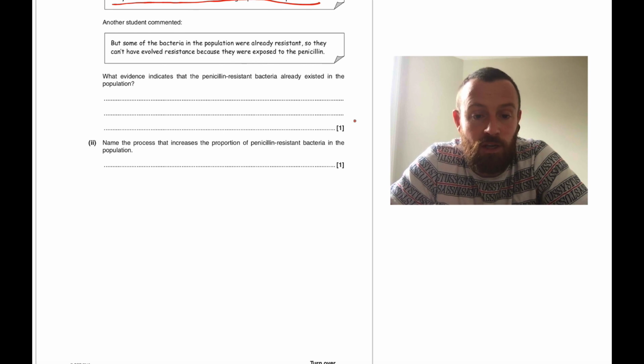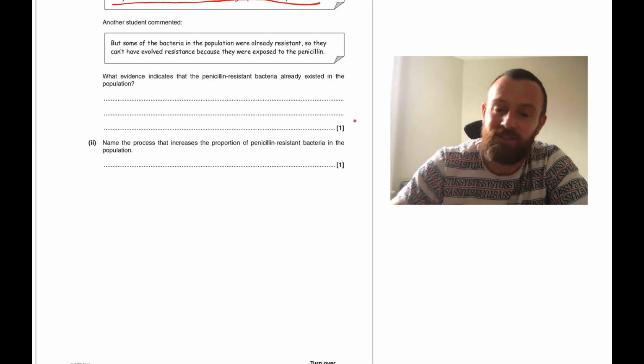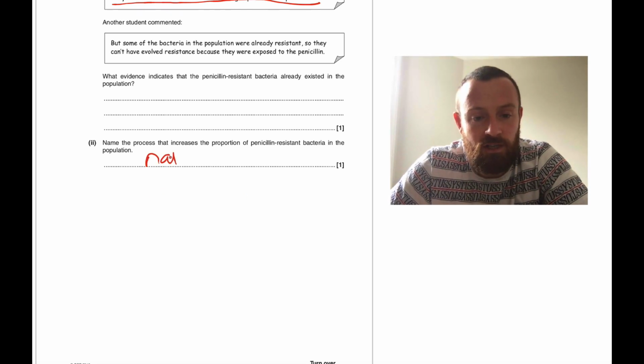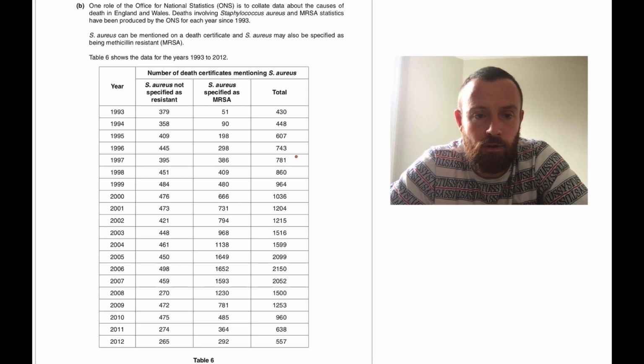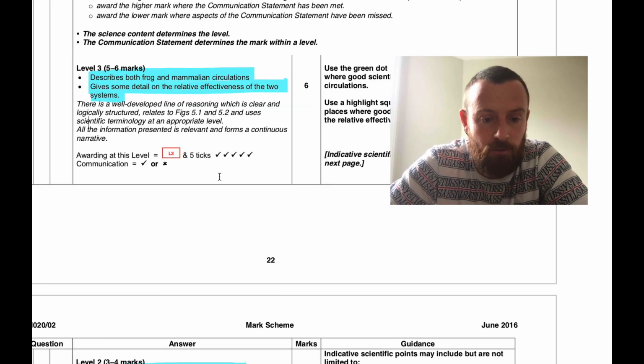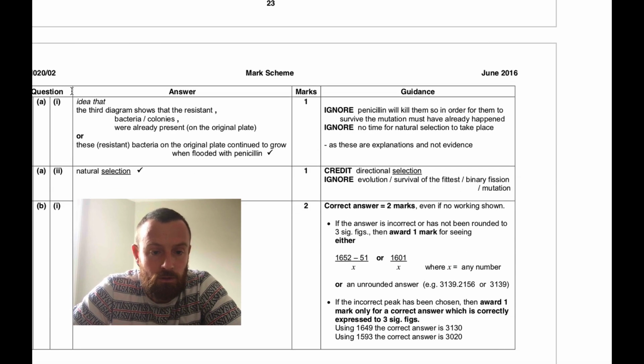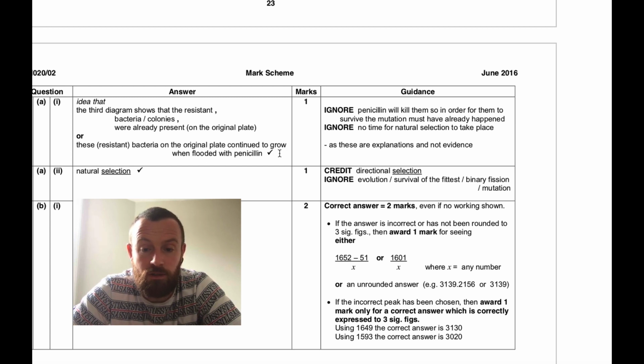Name the process that increases the proportion of penicillin-resistant bacteria in the population. That is natural selection, okay? Ooh, what's going on here? Let's look at the mark scheme. They're just checking that. The third diagram shows that resistant bacterial colonies are already present. These resistant bacteria on the original plate continue to grow when flooded with penicillin. That's right, natural selection. Great.